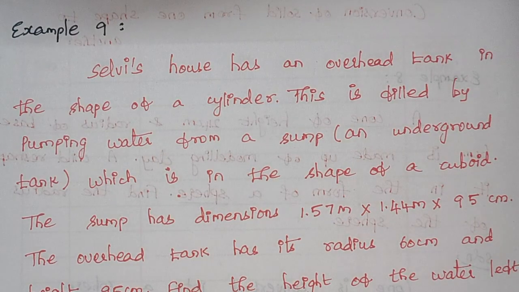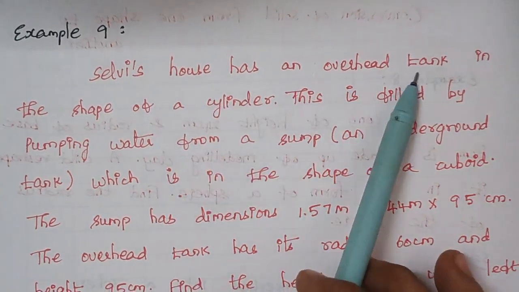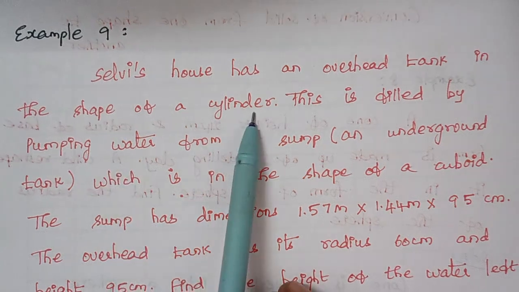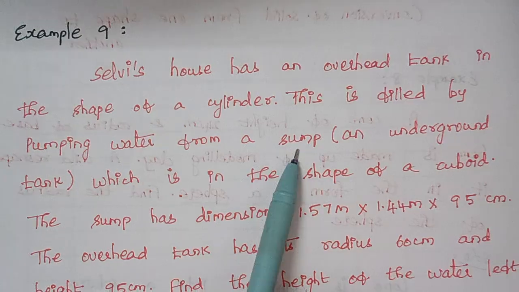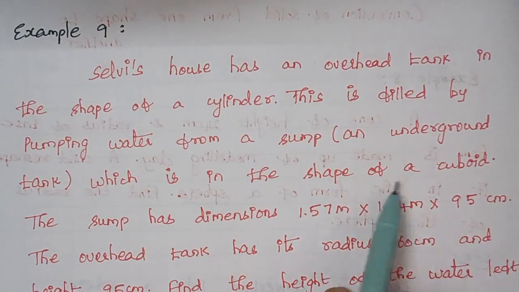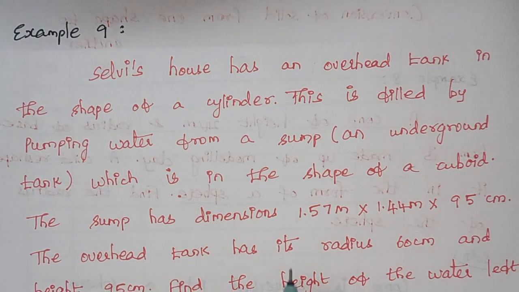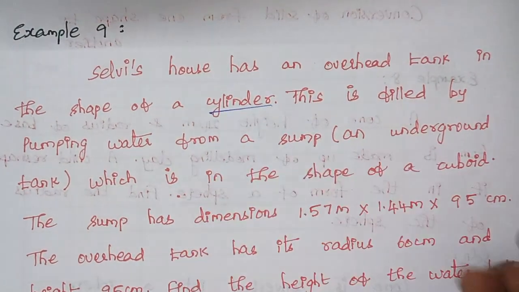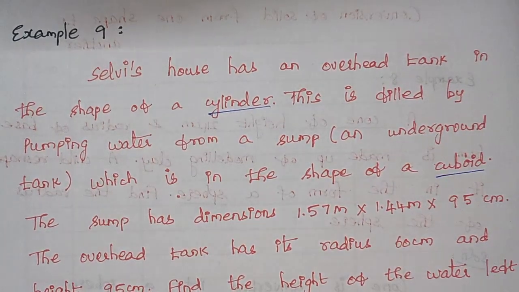Example 9. The problem is, Selvi's house has an overhead tank in the shape of a cylinder. This is filled by pumping water from a sump which is in the shape of a cuboid. So here come two different shapes: one is a cylinder and another one is in the shape of a cuboid.